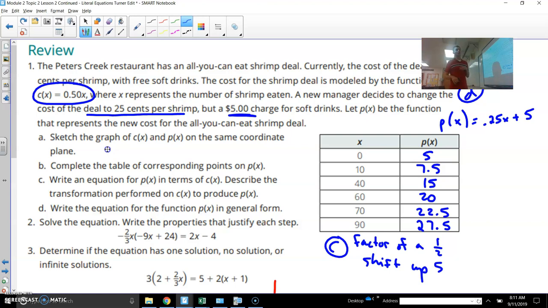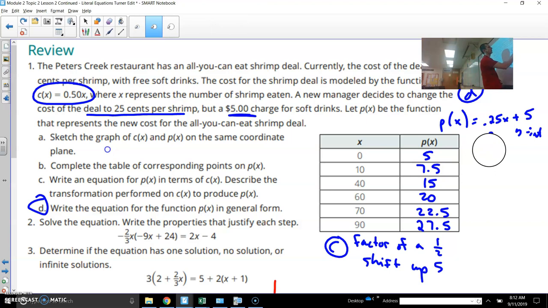It says sketch the graph of C of X and P of X. Well, honestly, I kind of had to do part D first. D says write the equation for the function in general form. So instead of there being a rate of change of 50 cents, my new slope is 25 cents. That actually makes it kind of cheaper in a sense. But at first, you have to pay $5 to start. That's kind of your y-intercept here. And so I really needed to do that to begin building the table.